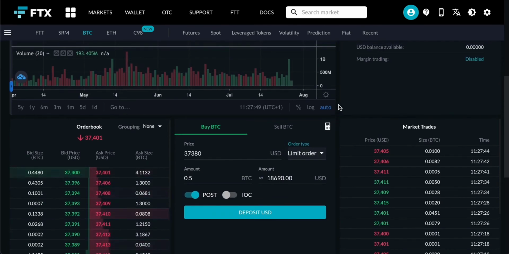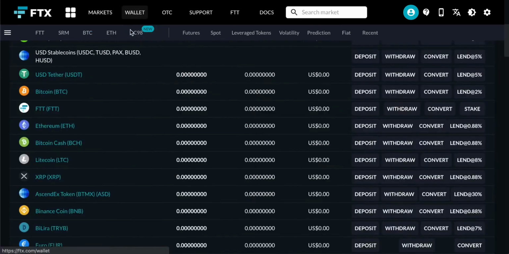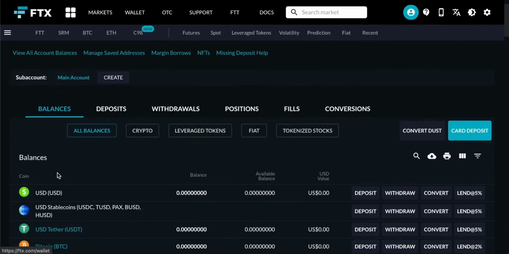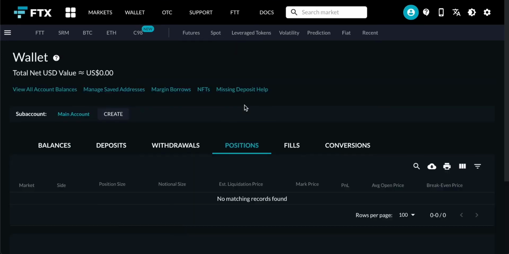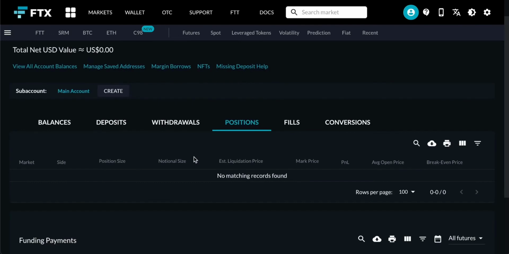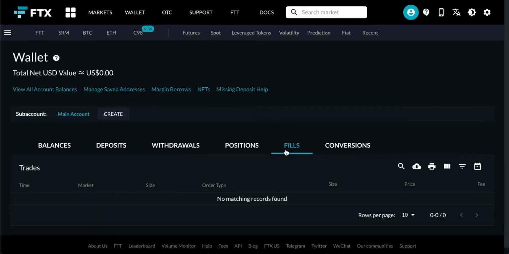You can come over to your wallet and you will see all of the cryptocurrencies that you have. If you want to see any of your current positions, so if you have some live positions, you have some holdings, they will all be in here. All of your fills, this is when an order is filled.